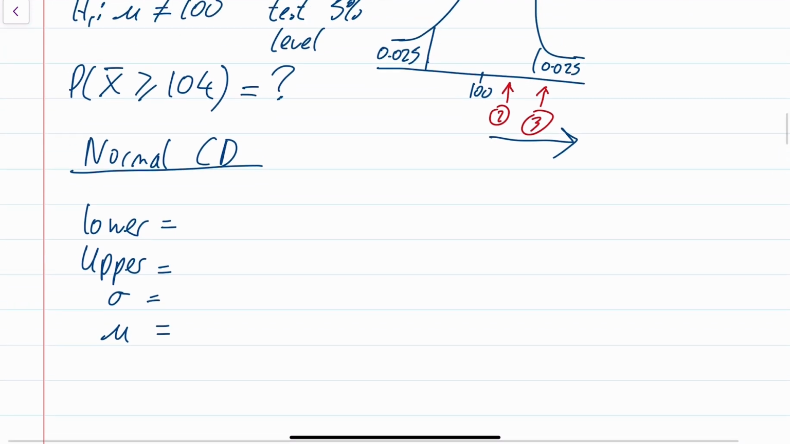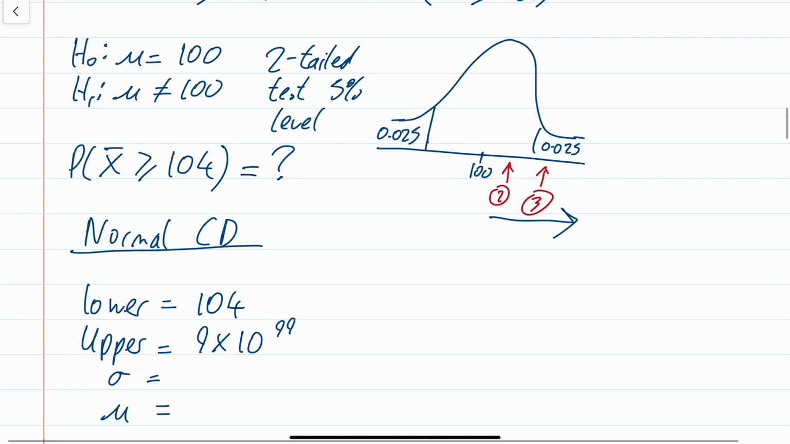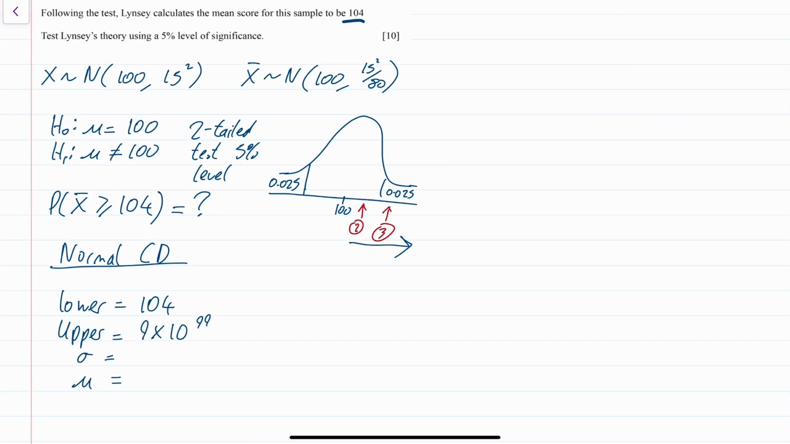So my lower value is 104 because I'm greater than it. And technically, my upper value is infinity because this graph goes out to infinity. But we can't do infinity. The best we can do is 9 times 10 to the power of 99. You could even just put in as big a number as it will allow you to put in, and that will do the same job. And my sigma, okay, now this is where this thing here would have been sigma squared.